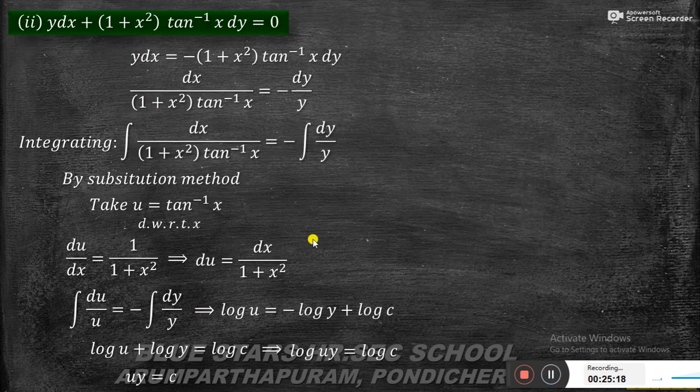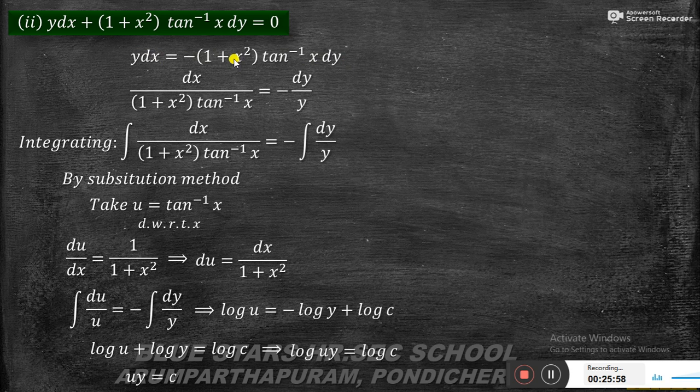You see here, second subdivision: y dx plus (1 plus x square) tan inverse x into dy equal to 0. So I write y dx equal to, this second term I write in the right hand side, so minus of (1 plus x square) tan inverse x dy. So now I group the terms. X terms I group separately and y terms separately. So dx and dy: dx I write in the left hand side, dy in the right hand side, because a derivative we write only in the numerator.